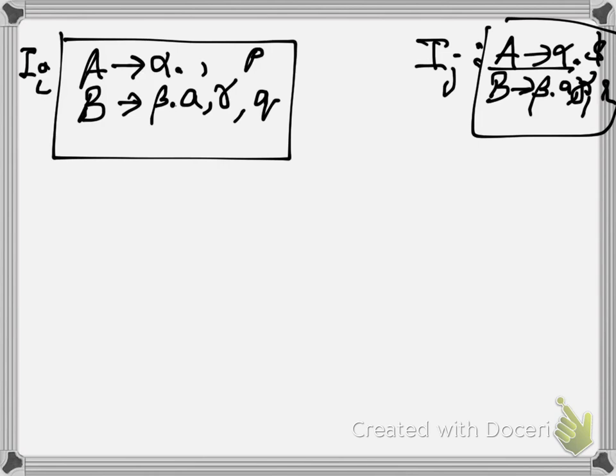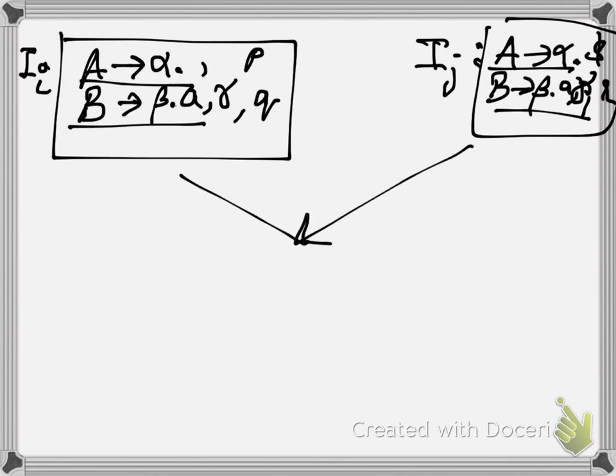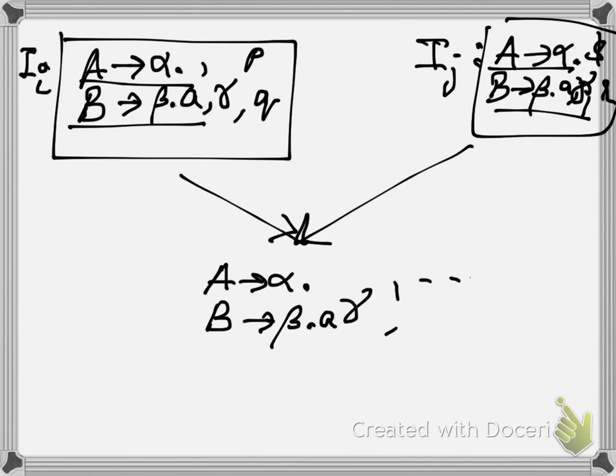But you see, the core has to be the same. So when I merge these two, I am going to get something like this: beta dot A gamma, and then some lookahead here. So this is what is giving me my shift reduce conflict, okay.